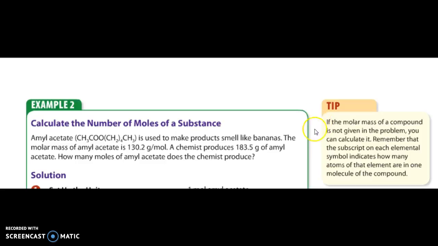So just as a reminder, if the molar mass of a compound is not given to you, you can calculate it, but they gave you this one because this one kind of takes a while to count everything up. But again, that's like the last problem, so you should know how to do that. All right, hit pause, get your answer.